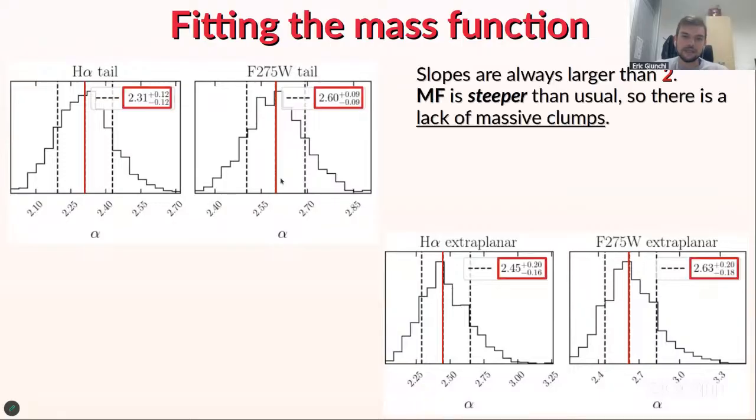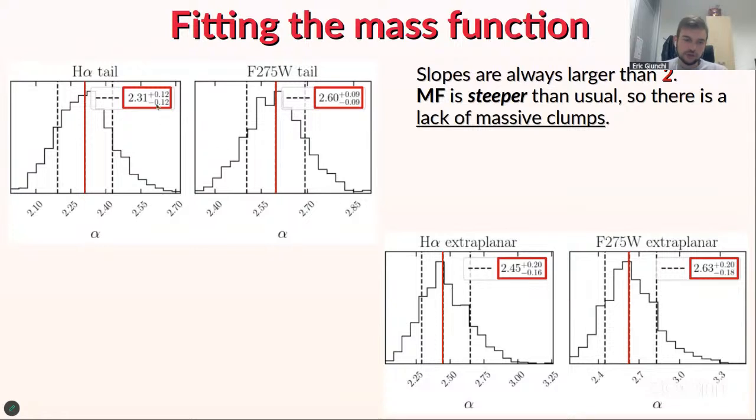So what we can see, first of all, is that now the slopes are larger than 2. So the corrections have been very, very important, because from slopes that were smaller than 2, now the corrected ones are larger than 2. And so this means that we have a lack of massive clumps, both in the tail and in H alpha, but also in UV and in the extraplanar regions.